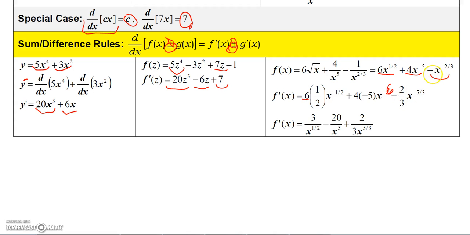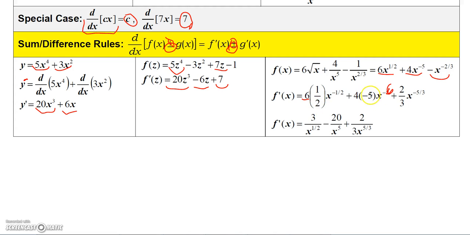And then take the derivative of minus x to the negative 2/3, and then you're going to bring down the negative 2/3, and since that's a minus, you're going to have minus a negative 2/3, which is plus 2/3, x to the negative 2/3 minus 1, which is x to the negative 5/3.